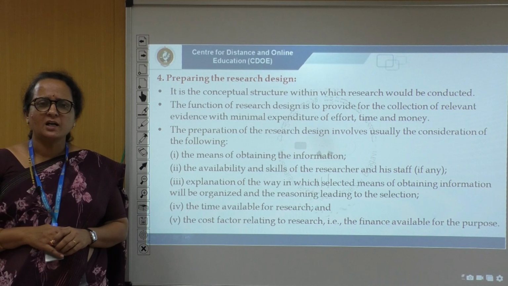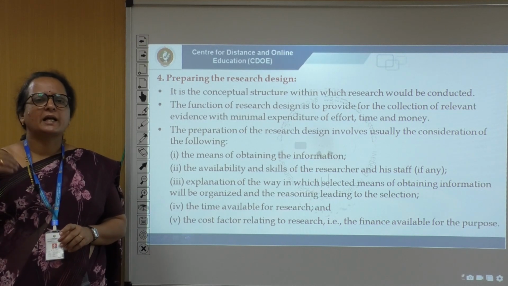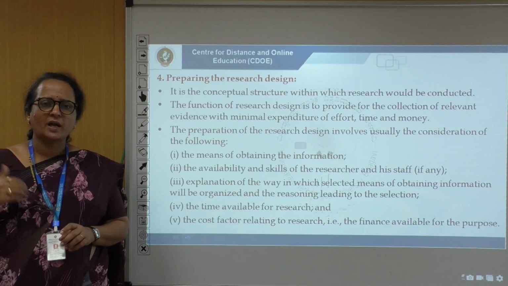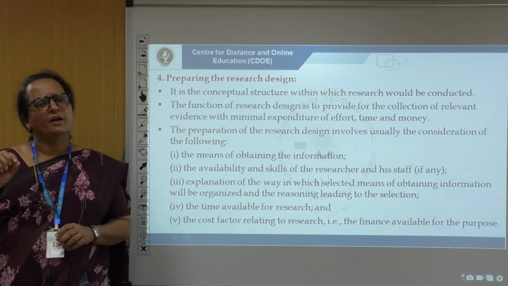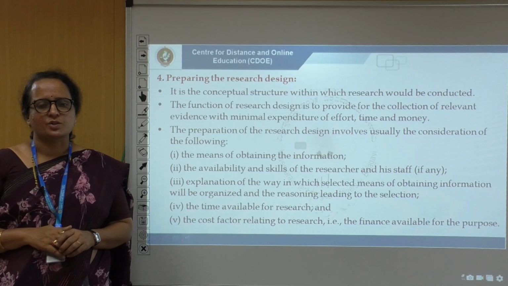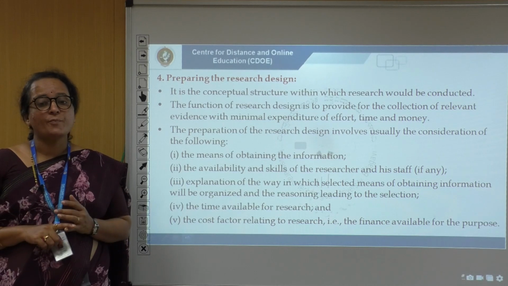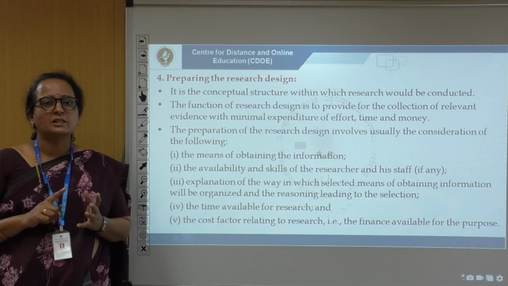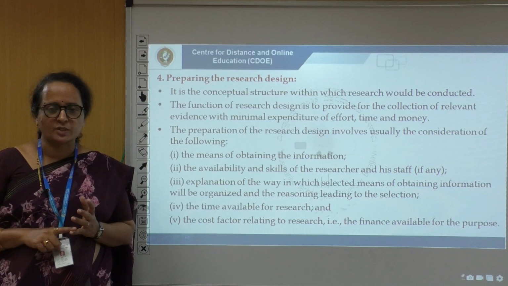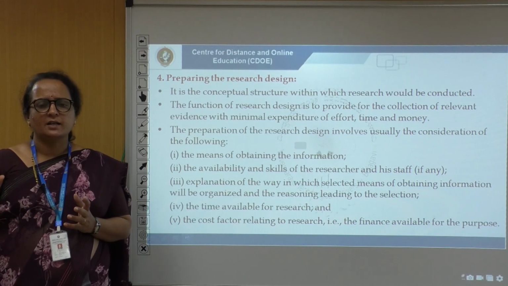If it is primary data, then from whom the data is gathered, how the data is gathered, at what time it is gathered, what is the duration of the study, everything will be specified in the research design. First is the means of obtaining the information. What are the sources which are used for gathering the information? That is specified very clearly.